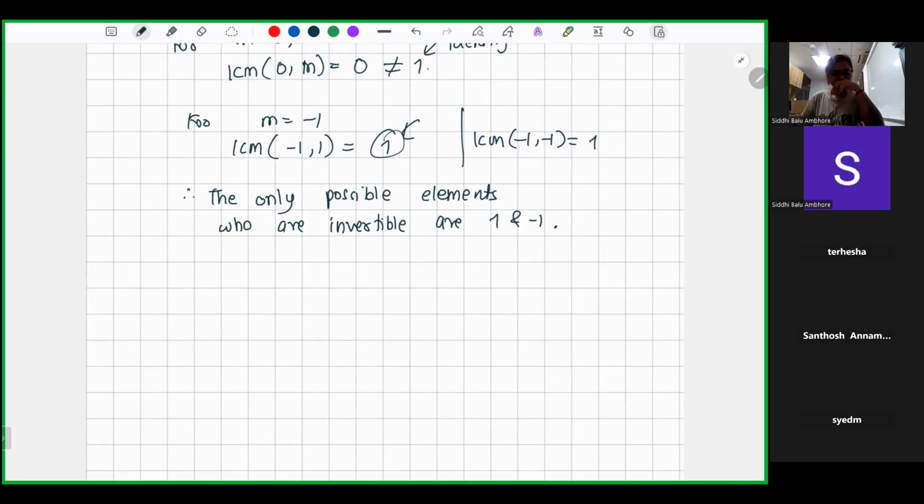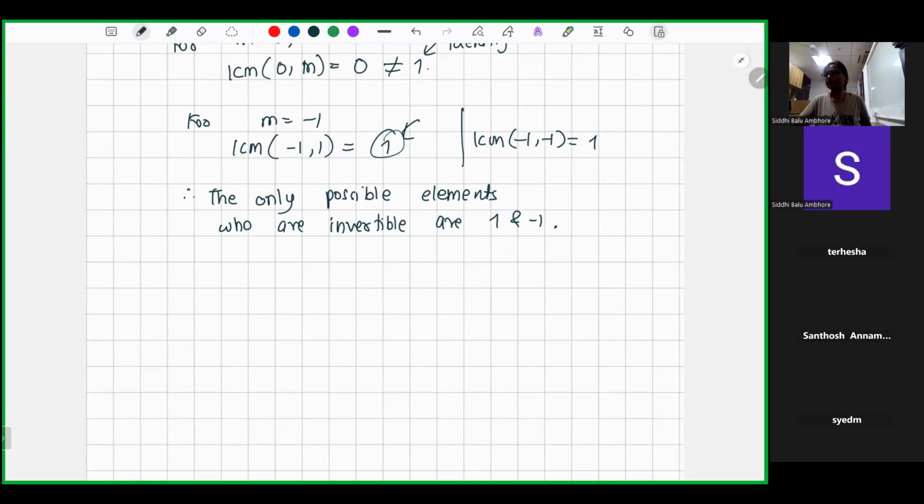I hope it did not become too abstract for now, but are there any doubts here? It's clear, right? I mean, you understood what I was trying to say about the inverse not being unique and the way the LCM and everything is defined here. Okay, so I hope this was clear.